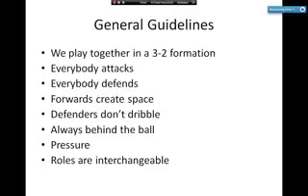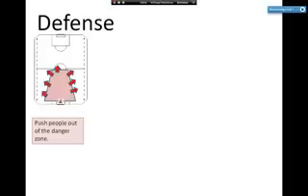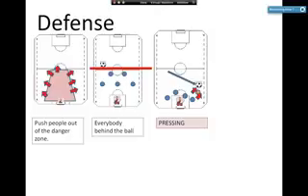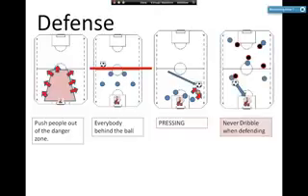What we learned is that we play together in a 3-2 formation. Everybody attacks, everybody defends. The forwards need to run up even when they don't have the ball and be wide and create space. Defenders should never dribble. 5 people should always be behind the ball when defending, applying pressure. And roles are interchangeable because everybody needs to be ready to cover any position in the field. To resume, the defense needs to push out, always be behind the ball, pressing, and never dribble when defending.